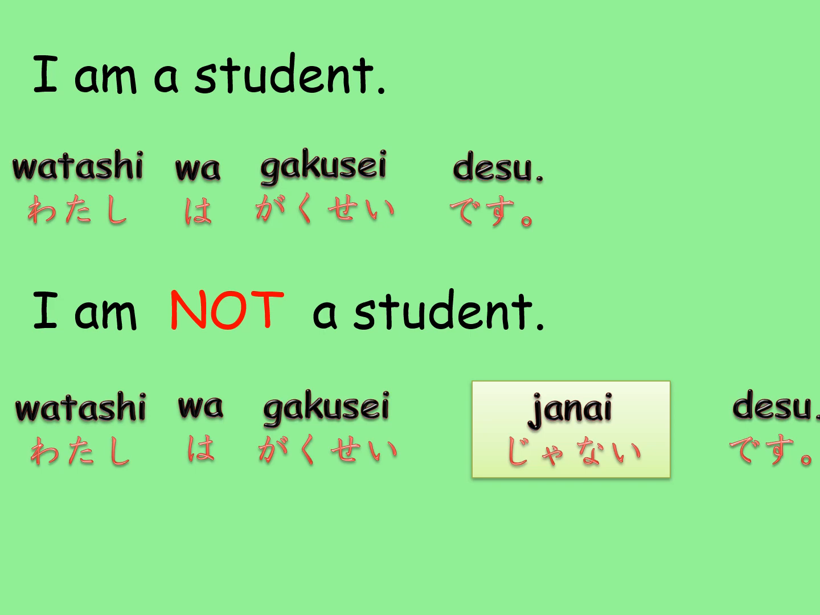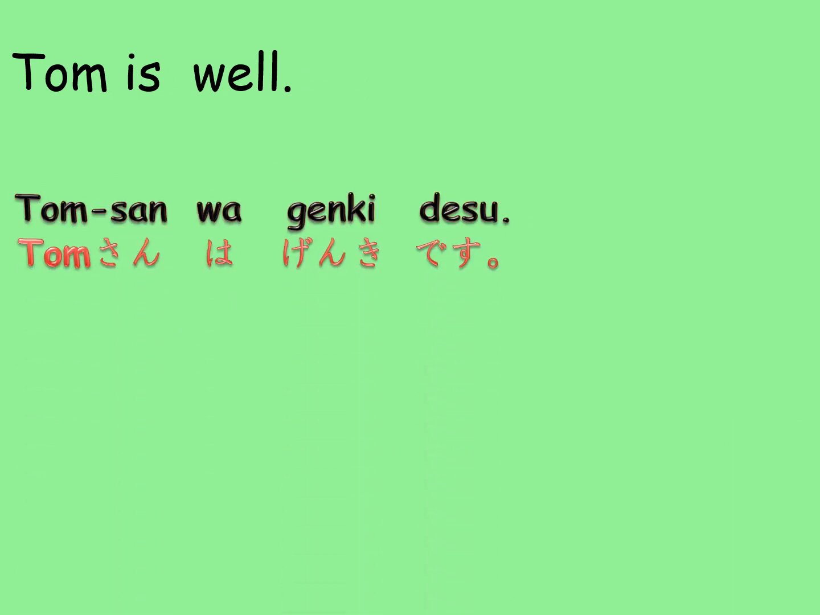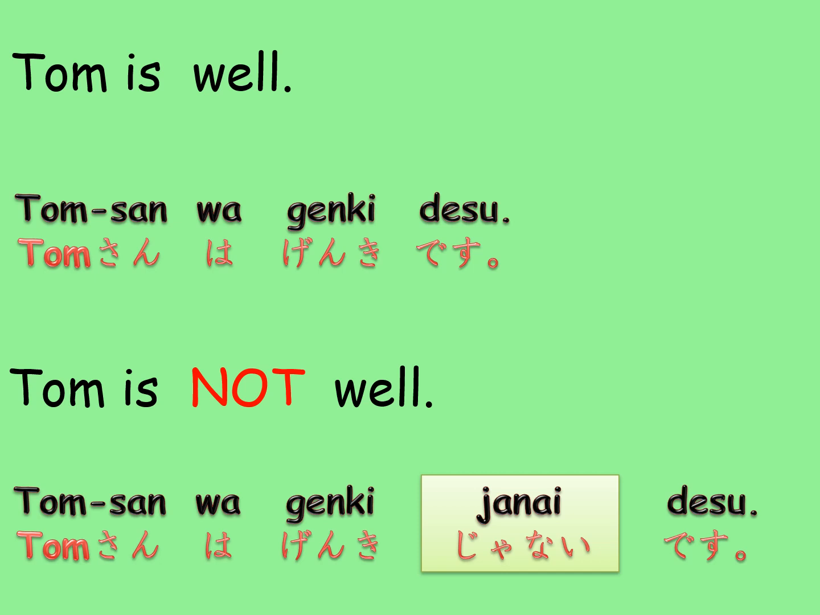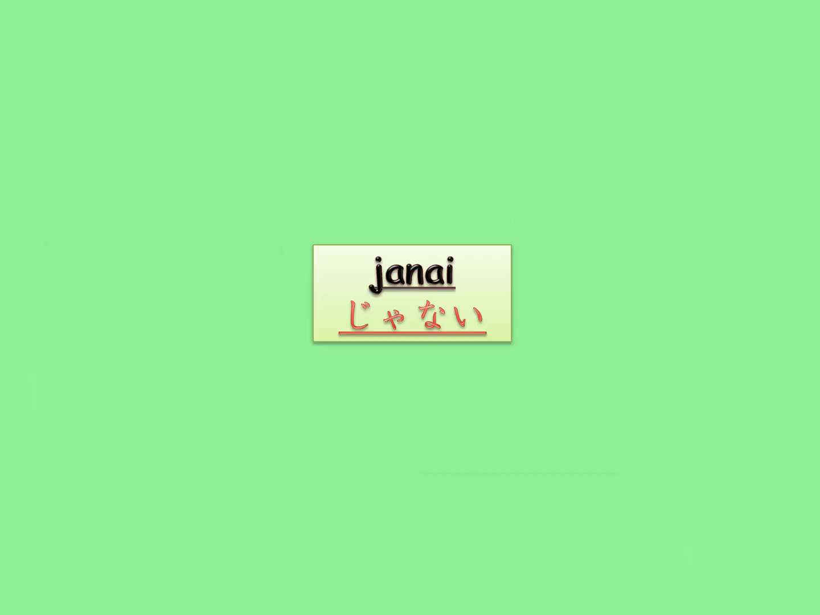in front of this and say 私は学生じゃないです。Tom is well is トムさんは元気です。In order to say Tom is not well, you just add じゃない before this and then the whole sentence becomes トムさんは元気じゃないです。Adding じゃない in front of this works when the word before this is a noun or a na adjective.